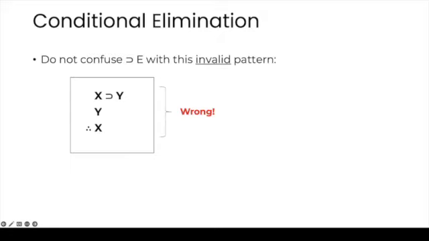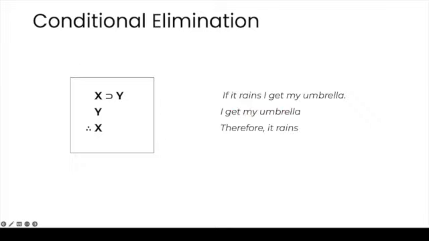Don't confuse conditional elimination with this invalid pattern: if x then y, y, therefore x. A lot of students are seduced by this pattern, but it's a pretty nasty fallacy. If you look at an example, you'll see why. An instance of this pattern would be, if it rains, I get my umbrella. I get my umbrella, therefore it rains. It's quite possible for the premises to be true and the conclusion to be false. So this argument is invalid.